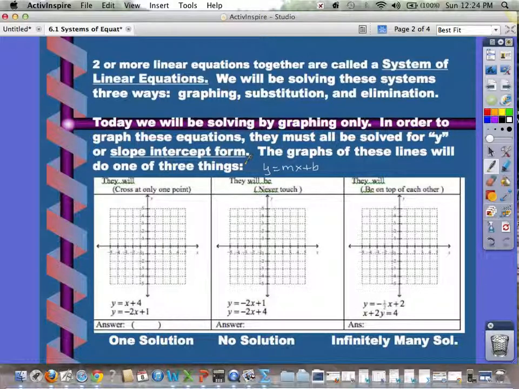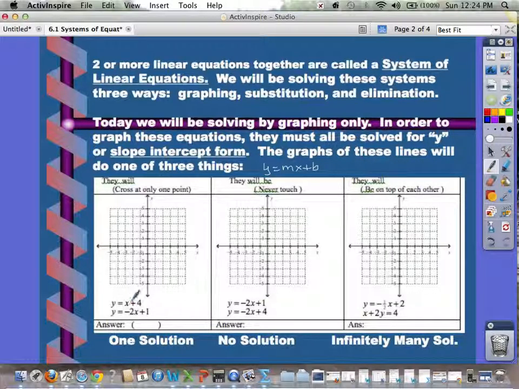The graphs of these lines will do one of three things. Okay, they are going to cross only at one point, or they're going to never touch, or they're going to be on top of each other, and it really will be the same line. So let me show you what we're going to do.